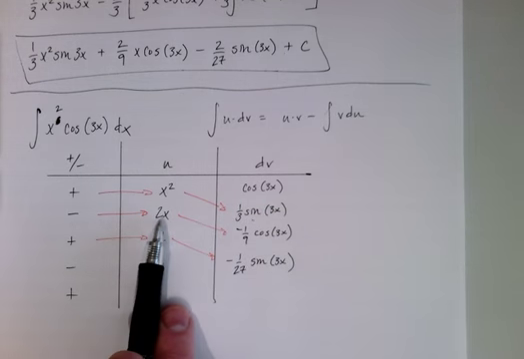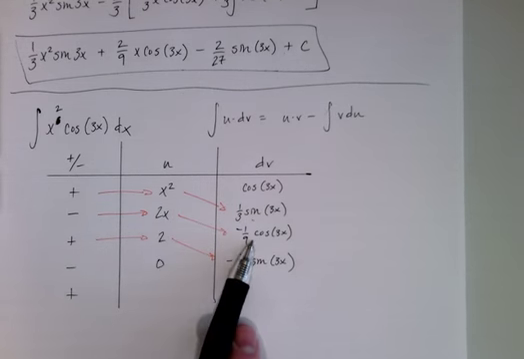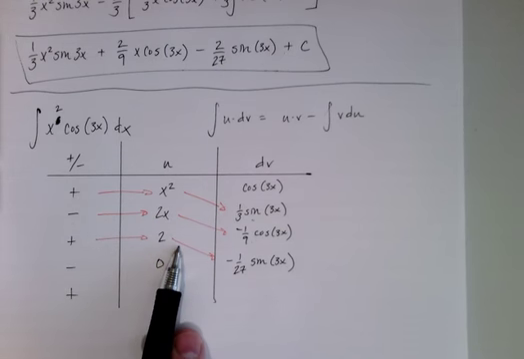Okay, and then this is v for this u. This is v for this u. So you go over and then slant down. And it winds up being rather straightforward once you get the hang of it. Once you do it a couple times, the tabular method will be your best friend.